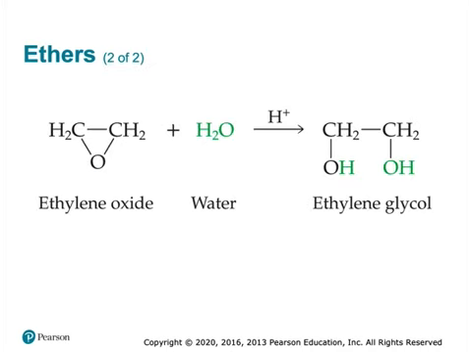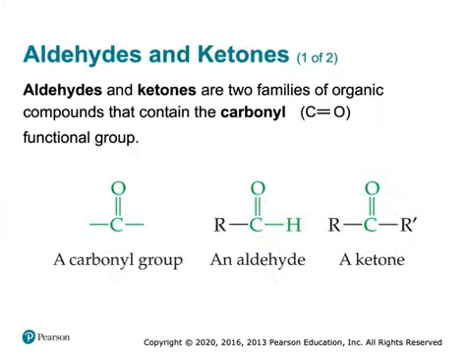Another ether, ethylene oxide, also known as epoxide, is a common one, and ethylene oxide is used to improve the quality of certain surfactants, for soaps, and we can use it to make ethylene glycol, for instance.